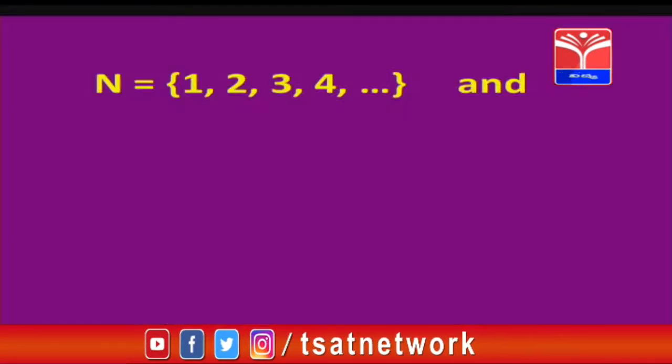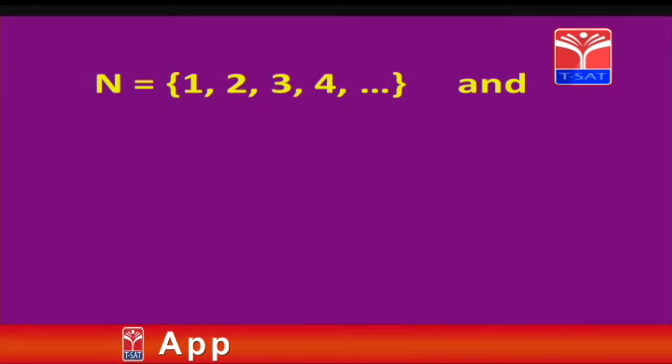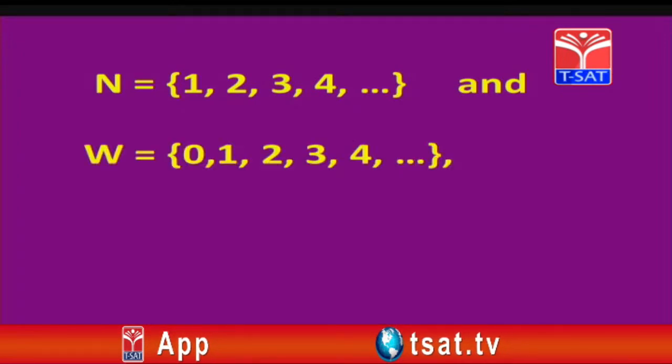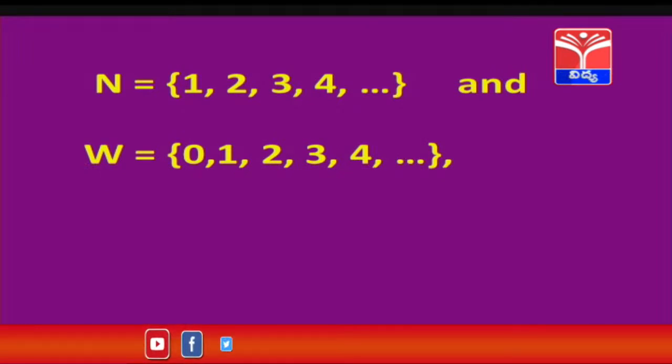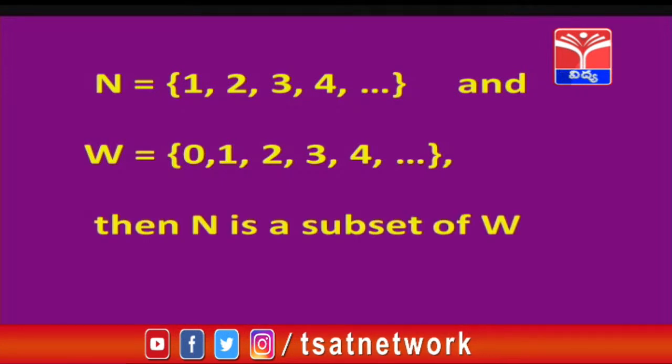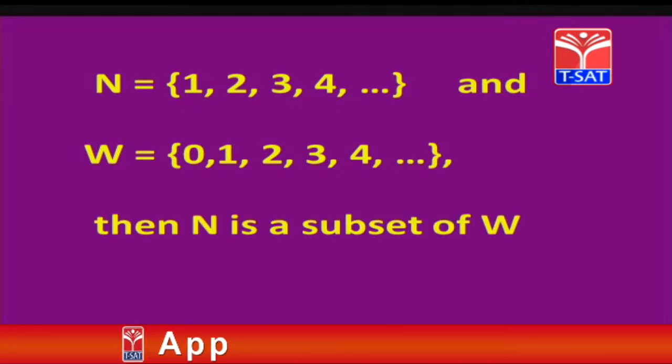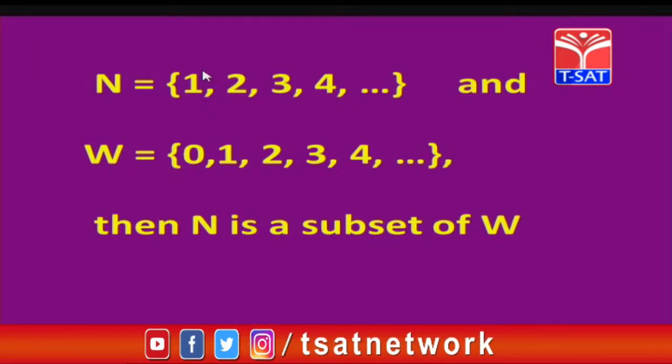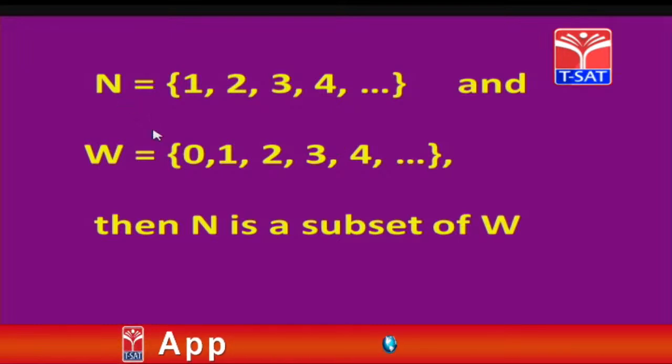Okay? Let us consider the set of natural numbers N equal to {1, 2, 3, 4, and so on}. W is the set of whole numbers {0, 1, 2, 3, 4, and so on}. Then here you observe carefully what elements are in the natural numbers that are there in whole numbers. 1 is there, here 1 is there, 2 is there, 2 is there, 3 is there, 3 is there. Every element of N is in the set of whole numbers.